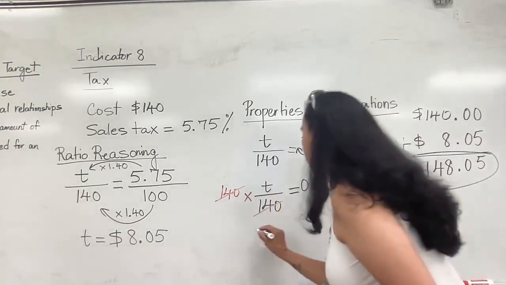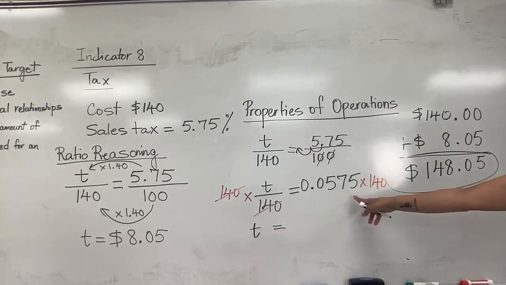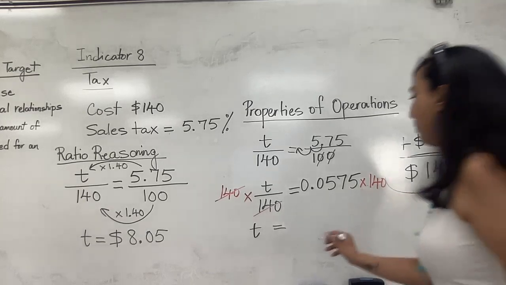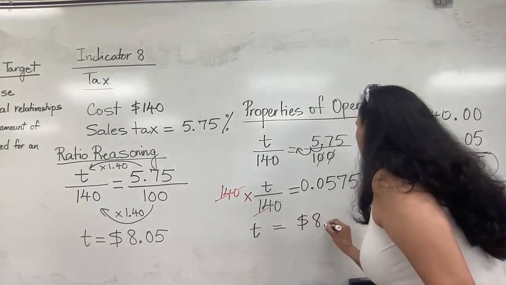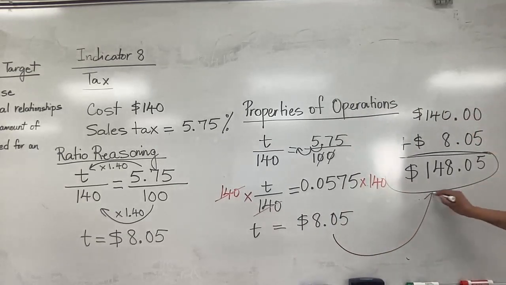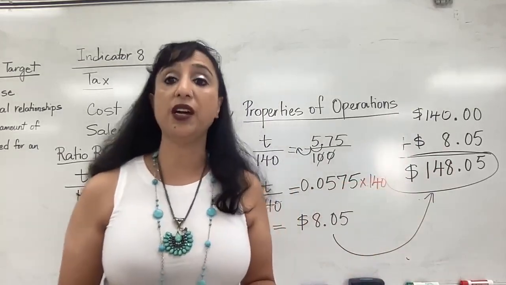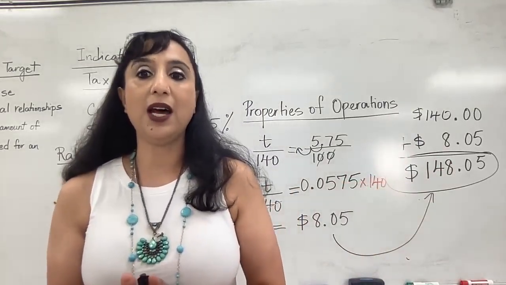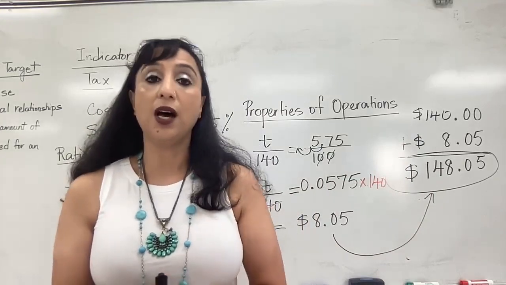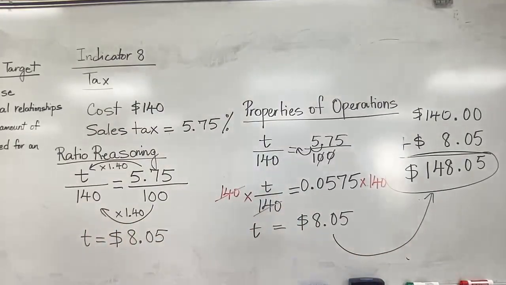So this is going to be just T is equal to, when I multiply this, I'm again going to end up with my tax of $8.05. And then again, I'm going to take this number just like here, and I am going to add it up to my cost, which is $140, and I end up paying with the tax $148.05. Okay, so these are the three different methods in order to solve this.